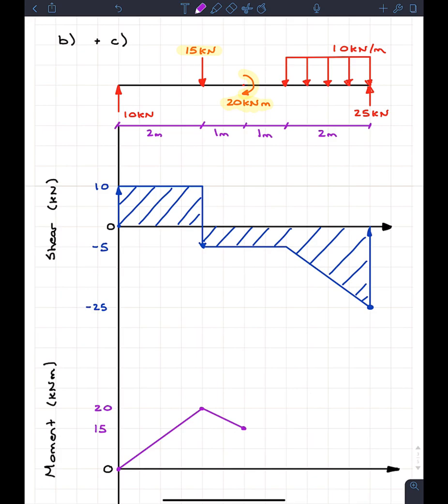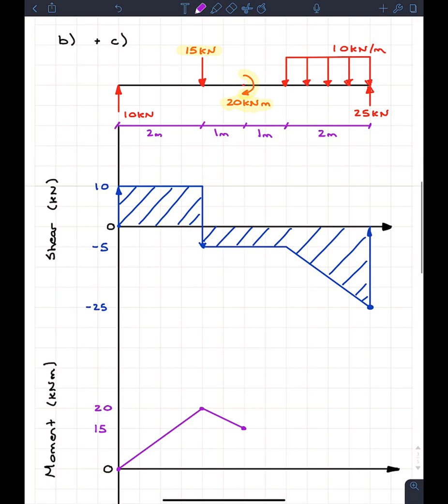So as you guys remember, when we have a concentrated load, we jump our diagram. When we have the 10 kilonewtons going upwards, our shear force just jumped up by 10 kilonewtons. When we had 15 kilonewtons going downwards, our shear force would drop by 15 kilonewtons. And that kind of makes sense in our head. That one's not too bad.